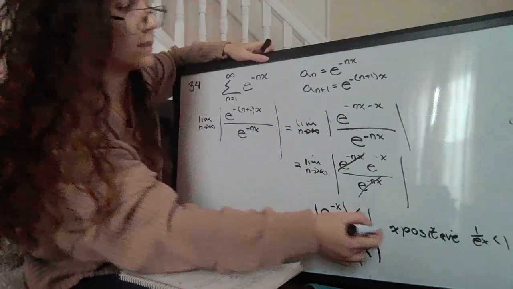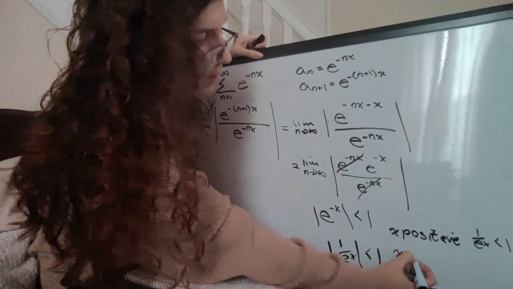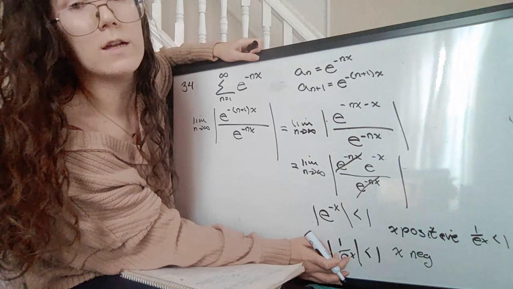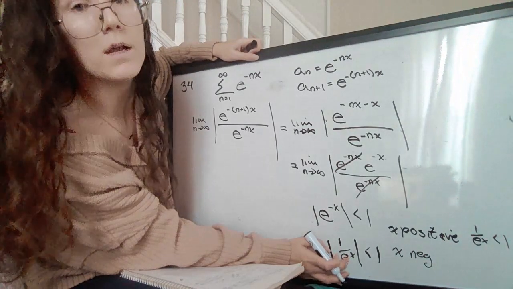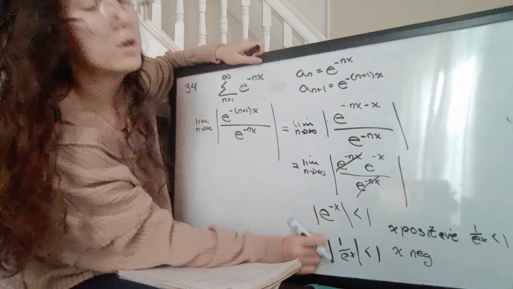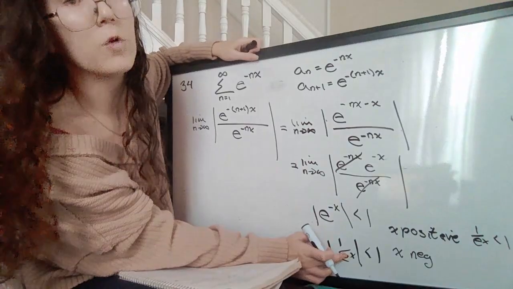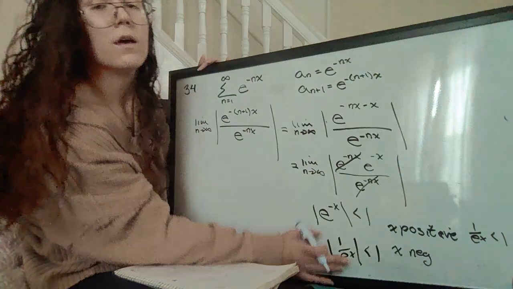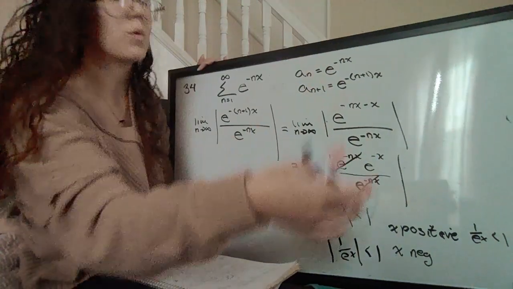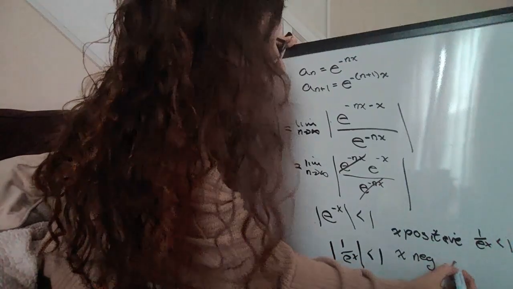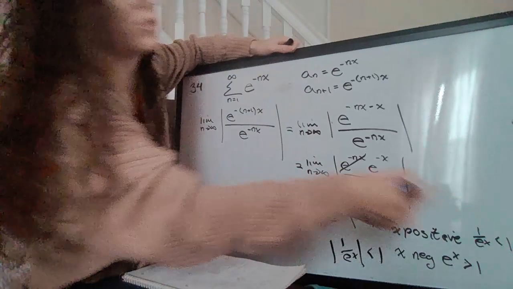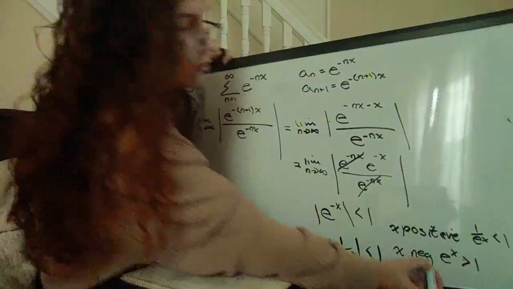And then when x is negative, if we have e to the negative x in our denominator, then the negative exponent would tell us to put that up into the numerator. So if we have e to the negative 1, that's just e to the 1, or 2.7, and so on and so forth. So when x is negative, this would be e to the x, which is greater than 1, which means that our series would diverge.